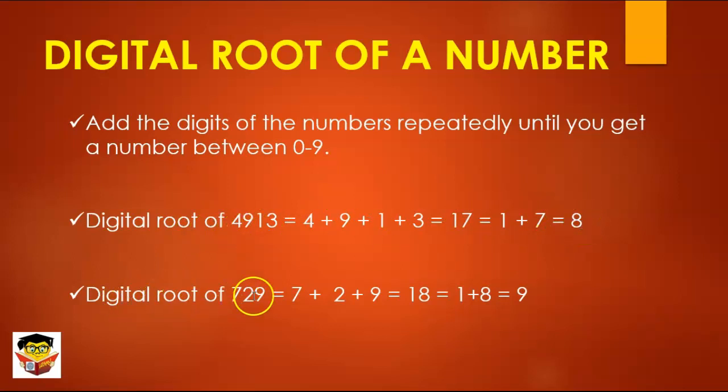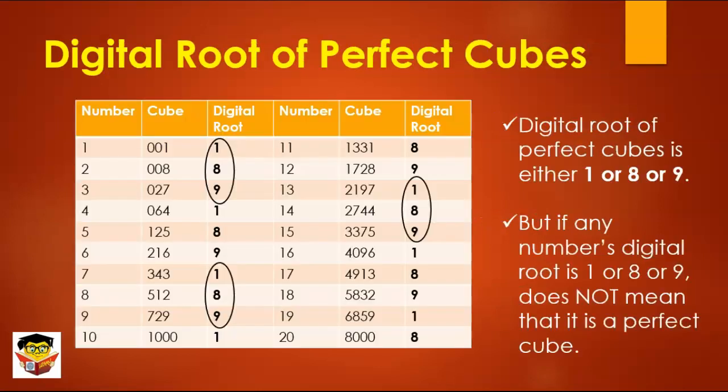Similarly, digital root of 729, you add up the digits, it gives you 18. You add up 18 again, and that gives you 9. So you need to know how to calculate the digital roots. Now that you know how to find out what a digital root is, we'll let you know what the pattern is now for perfect cubes.